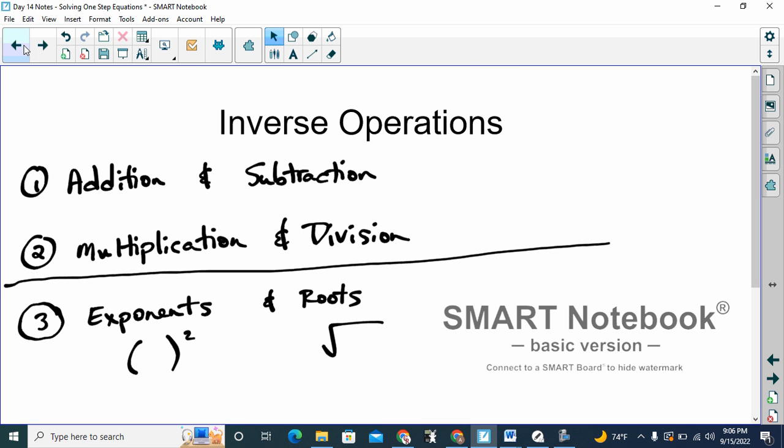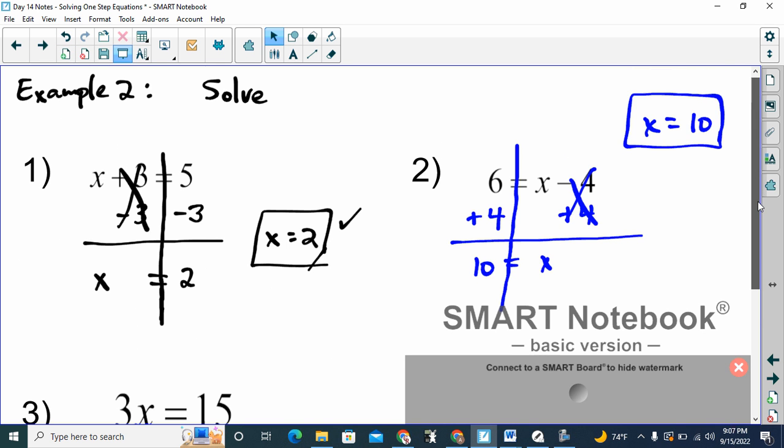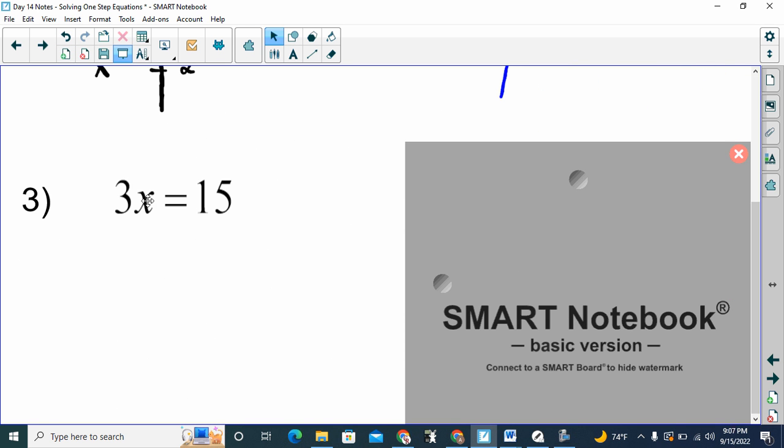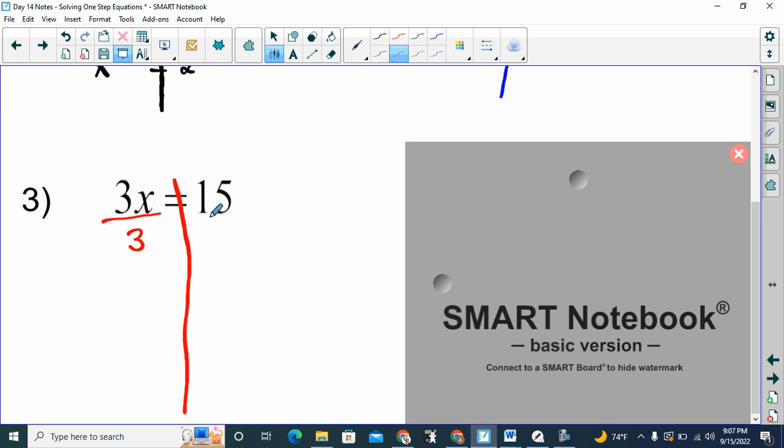Well, we previously said that the inverse of multiplication is division. So to cancel out this multiplication, I am going to divide both sides. So again, I'm going to put my vertical line there. And to cancel out the multiplication, I am dividing both sides by 3. 3 divided by 3 cancels, and I've just got my x equals 15 divided by 3, which is 5. x equals 5.